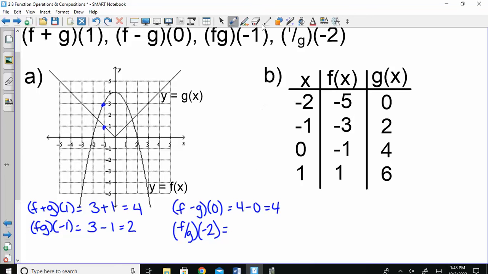So f divided by g of negative 2. So when x is negative 2, the y value of f is, yes? In the last one, why did you subtract 3 minus 1? Oh, I don't know. How about multiply? So how about 3? Is that better? Thank you. Alright, so on this one, when x is negative 2, the y value of f is 0, y value of g is 2, and 0 divided by 2 is 0. I want you guys to try to do these with the table.